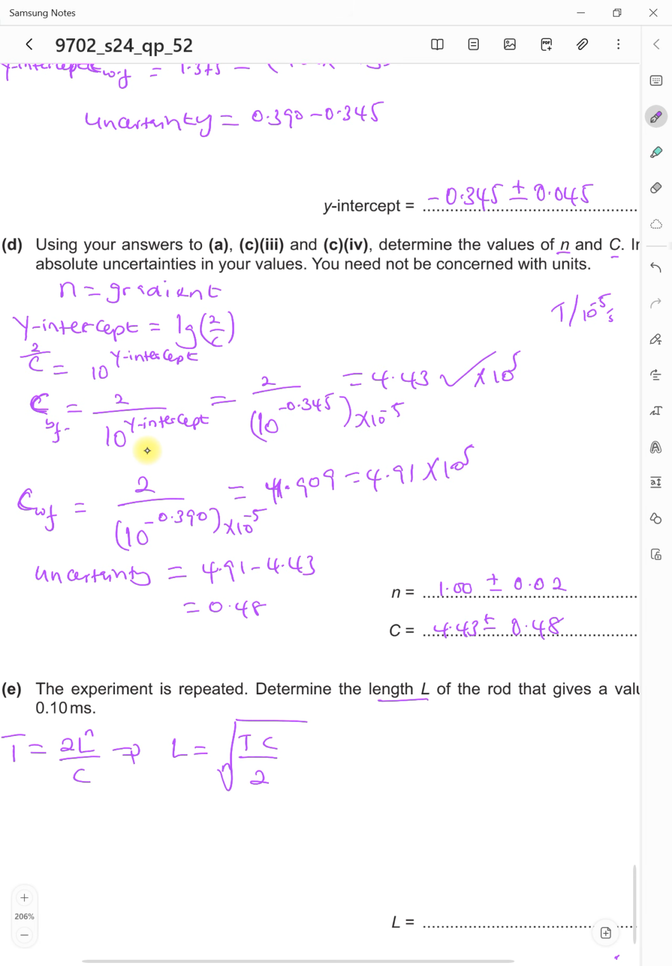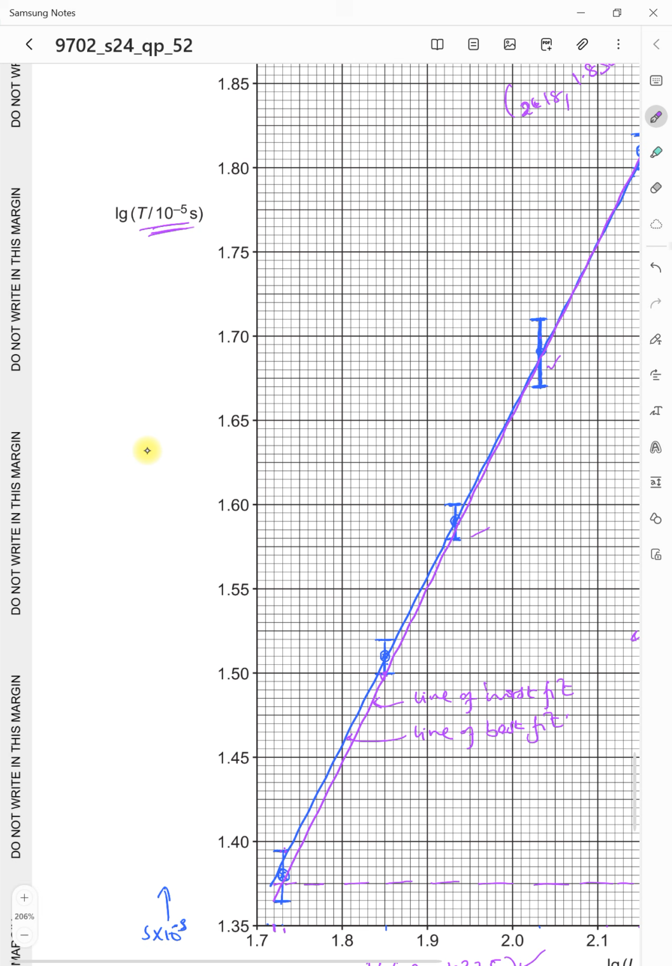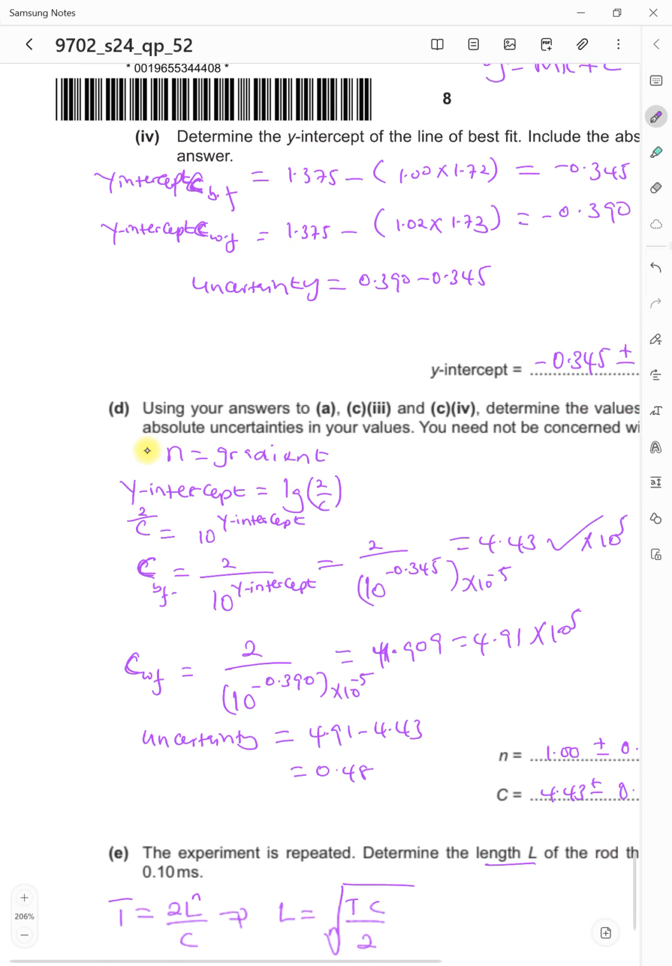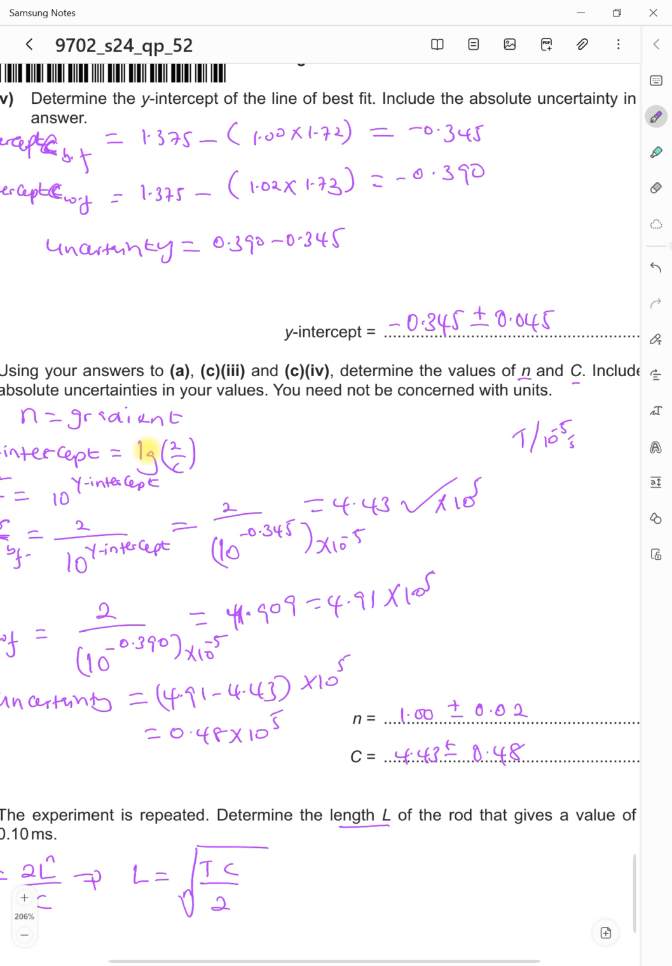When I find the antilog of something, say the antilog of 1.75, it will be 10 to the power of 1.75, then I'll multiply this answer by 10 to the power of minus 5. If I find the antilog of 1.75, I have to add here times 10 to the power of 5. So I'll just say here times 10 to the power of 5.